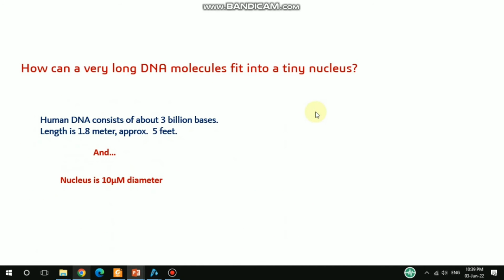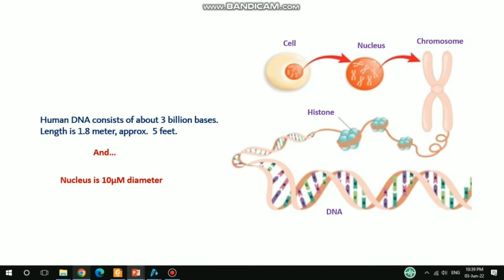Then the question is, how can a very long DNA molecule fit into a tiny nucleus? If you look at this figure, the chromosome is the DNA sequence organized by the chromosome, and this very long DNA sequence is wrapped by the histone protein. This is why the concept of histone proteins comes in. Around the histone proteins, this DNA sequence is wrapped tightly. This is why it's possible to fit this long DNA sequence in the tiny nucleus.